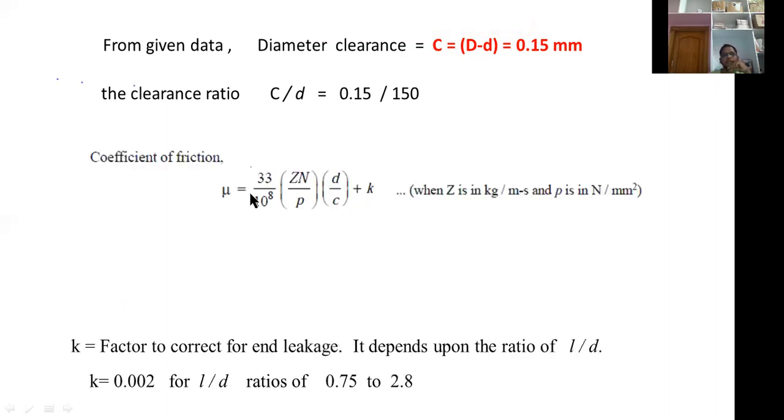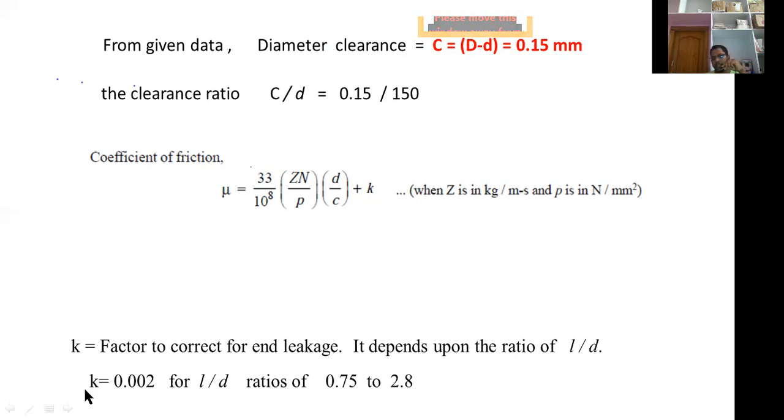Now from the coefficient of friction formula, mu equal to 33 by 10 power 8 into ZN by p into D by C plus small k. Here Z is in kg per meter second, N is in RPM, revolutions per minute, and small p is the bearing pressure in newton per mm square, and small k is the end leakage factor, that value equal to 0.002.